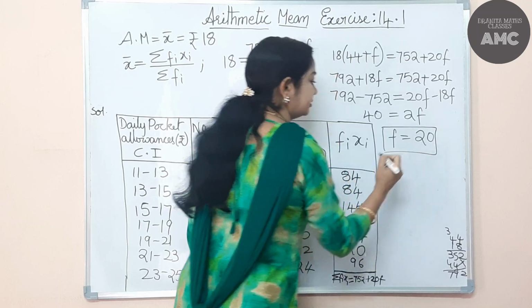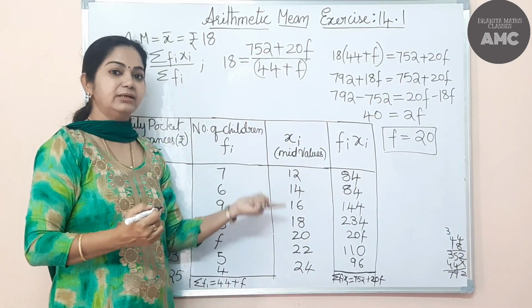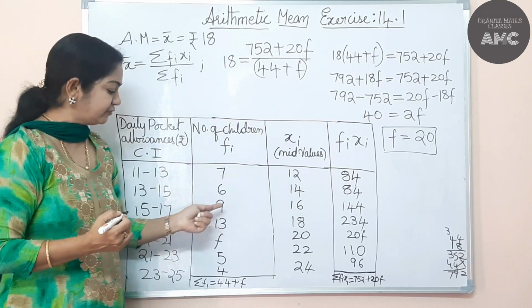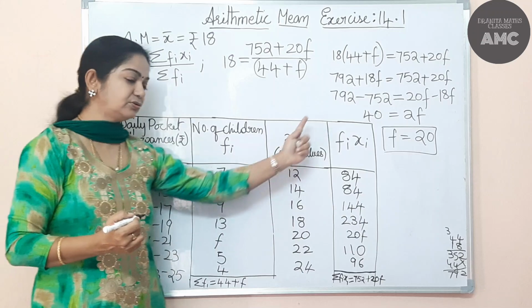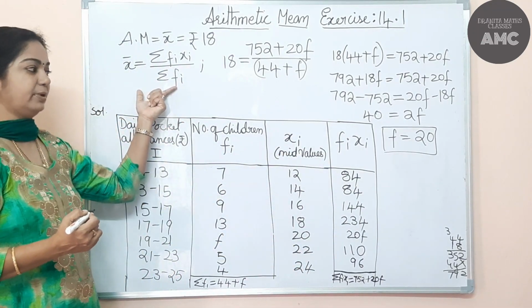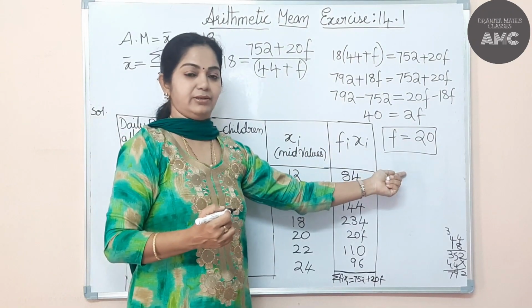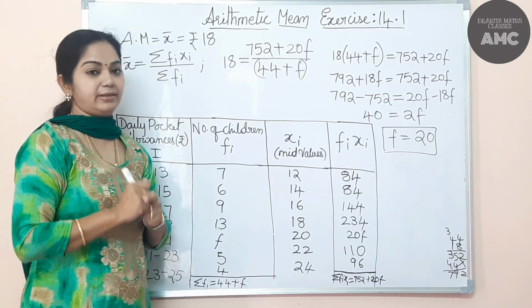So here, why have I done this problem? Because it is not a direct problem. Here mean is already given and we have to find the unknown value of F. Now how did we find it? We found it through the direct method, finding the summation, then using the formula and then finding the F value. So this problem, note it down children, we'll do another problem.